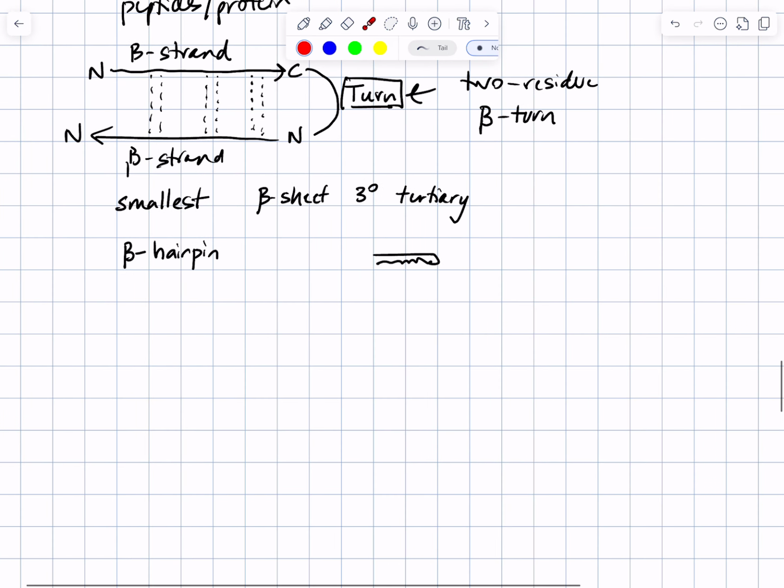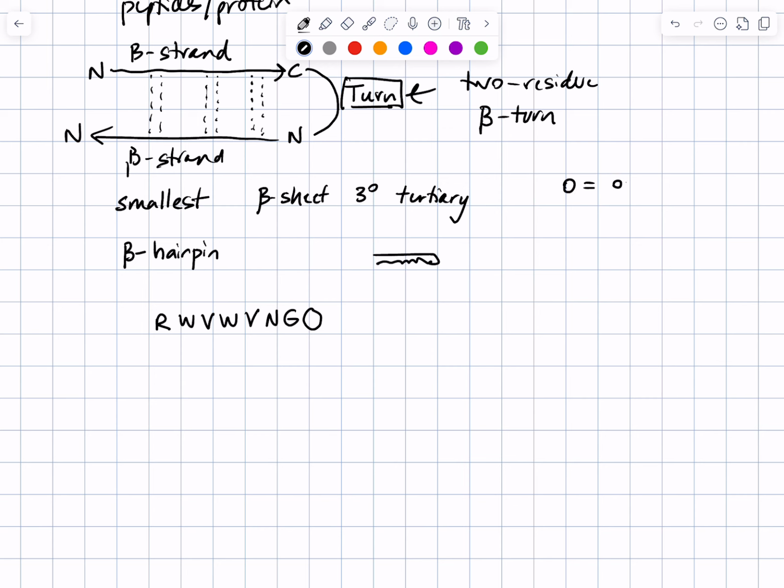Or I'll just write out the linear sequence. Starting at the N terminus, R, W, V, W, V, then an N and a G, and then here's the amino acid I told you I would introduce to you. O equals ornithine. It is like lysine, but 1 carbon, 1 CH2 unit shorter.